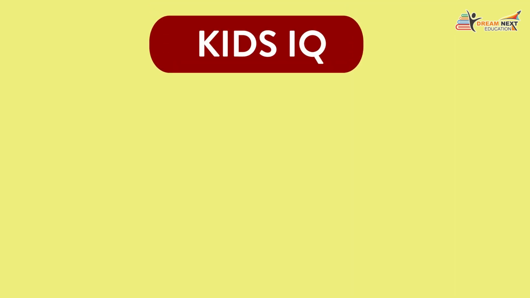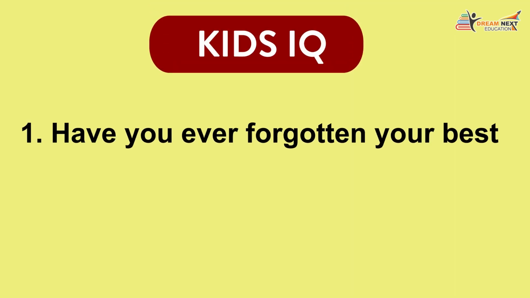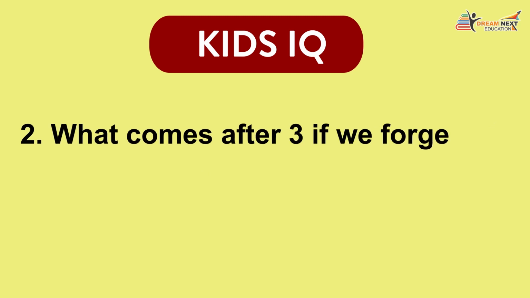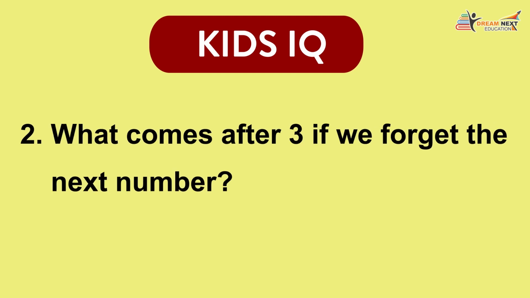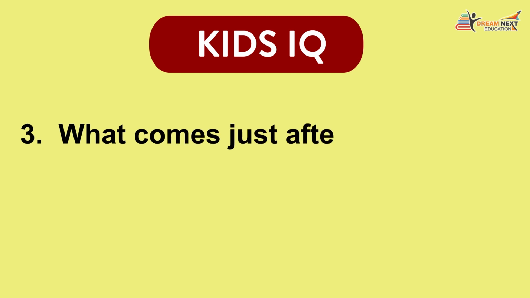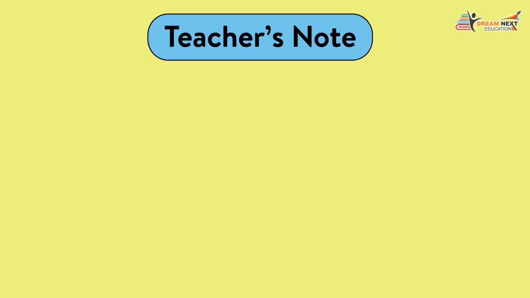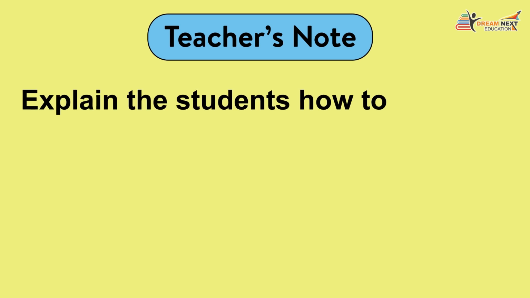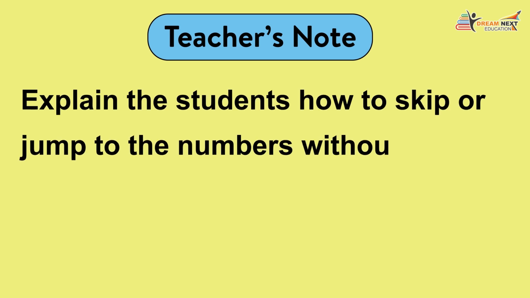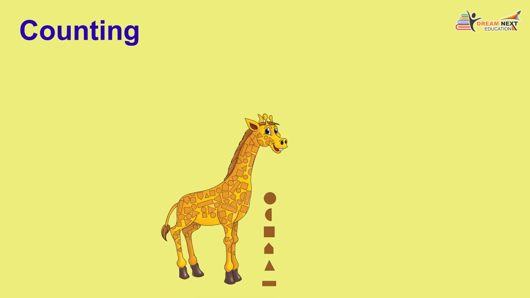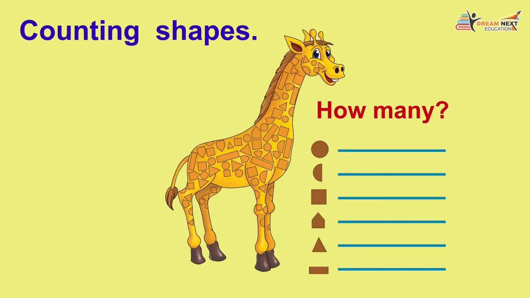Kids IQ. 1. Have you ever forgotten your best friend's birthday? 2. What comes after 3 if we forget the next number? 3. What comes just after 7 if we skip 2 digits? Teacher's note: Explain to the students how to skip or jump to the numbers without counting with the help of different examples. Counting shapes. How many?